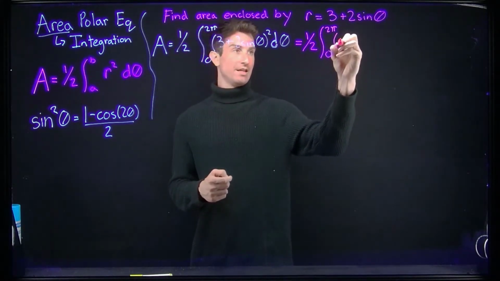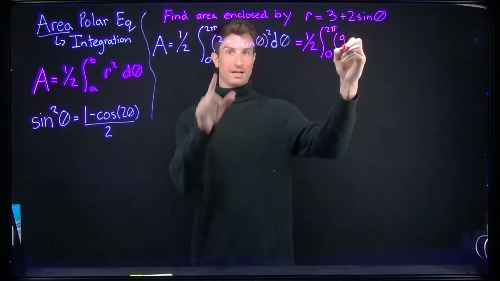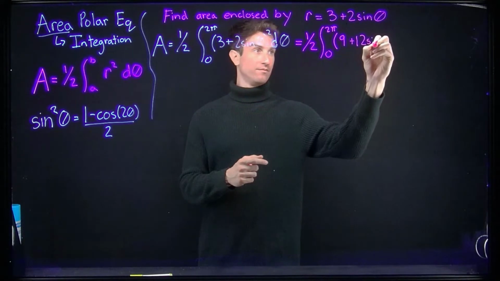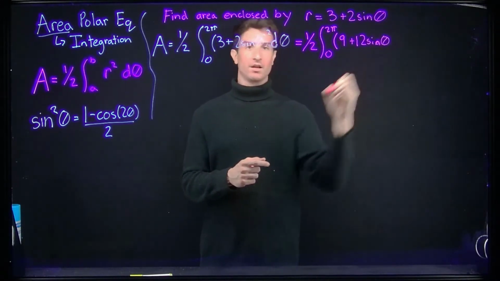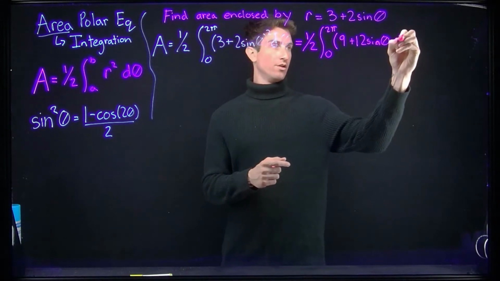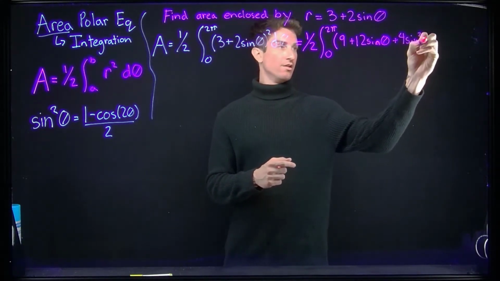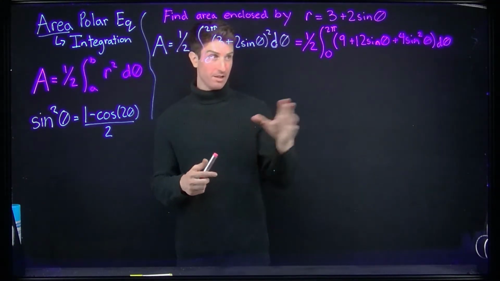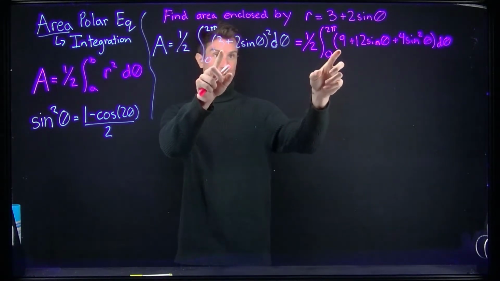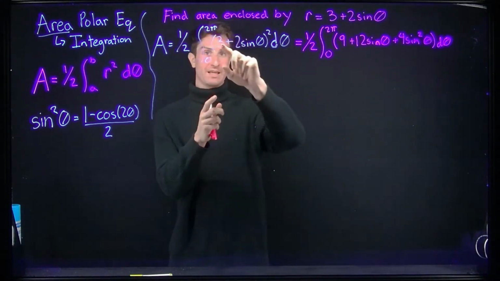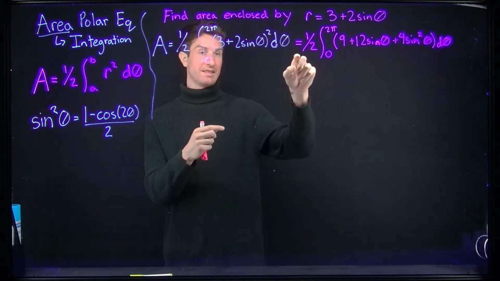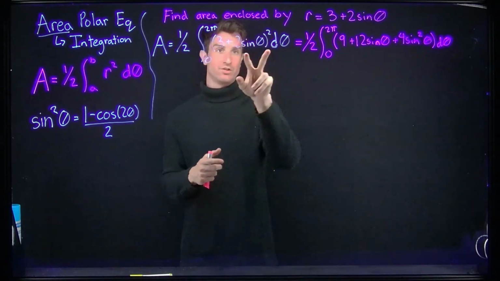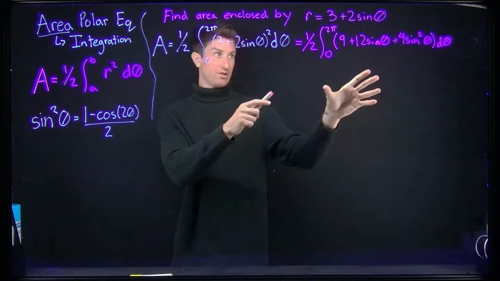And then once we go ahead and square this, we end up with 9, 3 squared, plus 12 sine of theta, plus 4 sine squared of theta, d theta. Okay, so pause for a second. Let's check out the algebra here. 3 squared, 9. This 12 sine of theta is coming from the fact that 3 times 2 sine of theta will be 6 sine theta, and we do that twice, so that's where we get the 12 sine. And 4 sine squared theta, right, 2 sine theta squared.